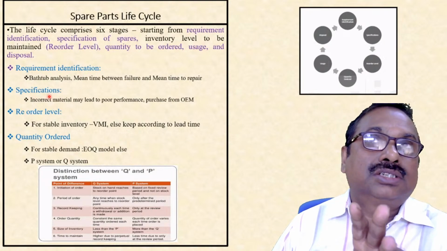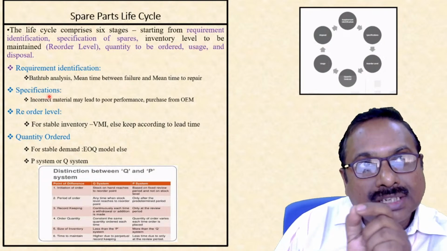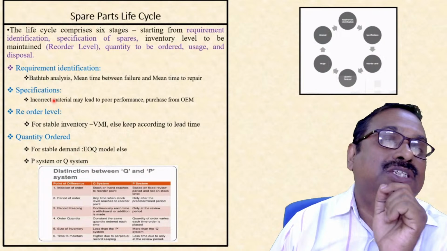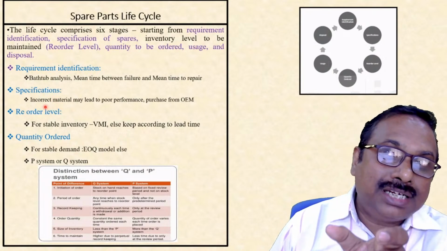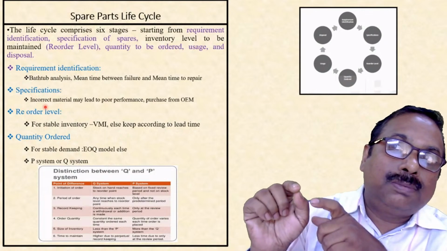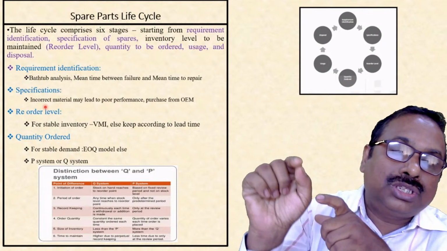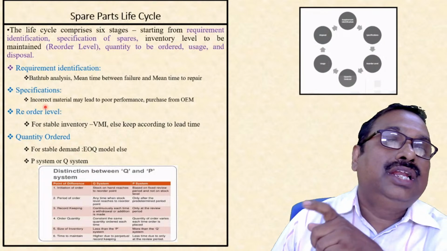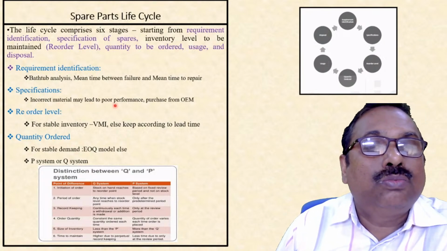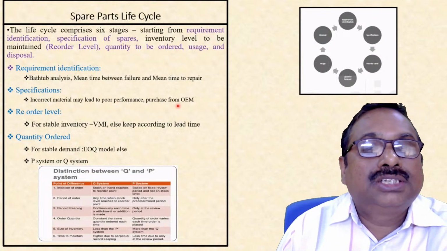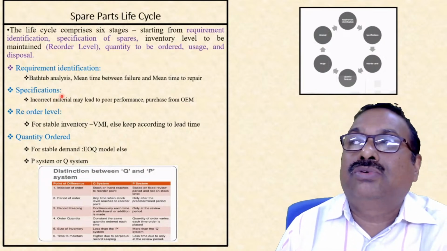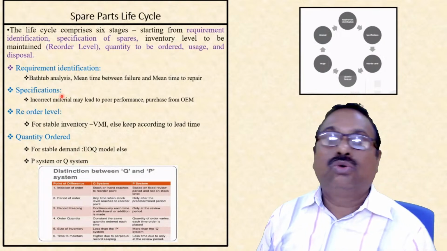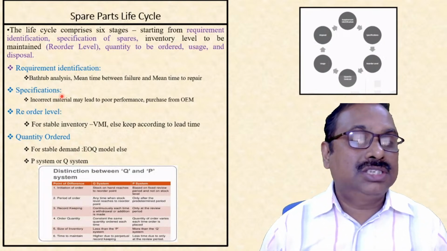Next is specifications. So we know that we require these materials. Suppose we have detected these items, the purchase department has to procure these items correctly. Incorrect material may lead to poor performance, so purchase from the OEM. So these specifications and codification are important. In our next class we will see codification of items, that means standardization.